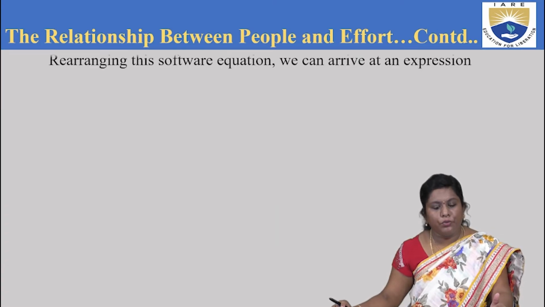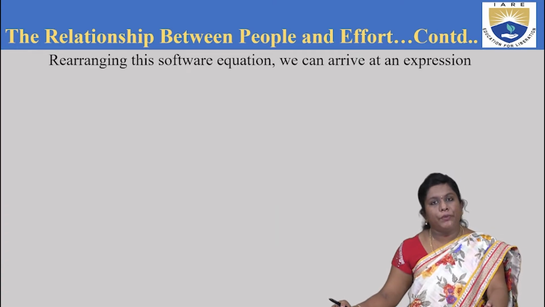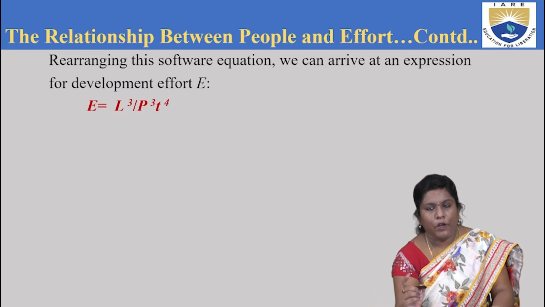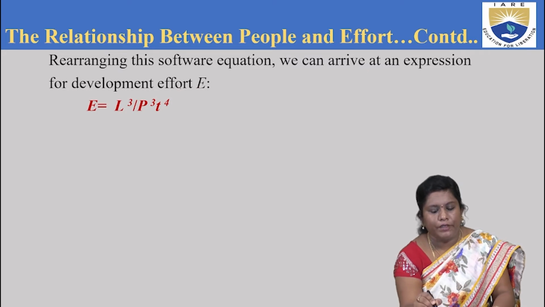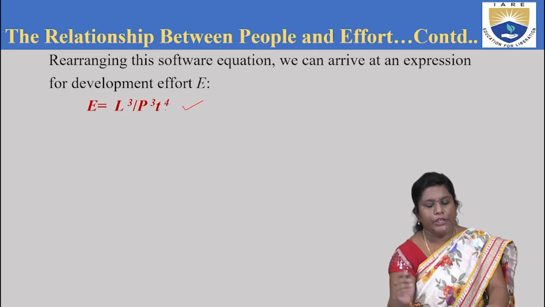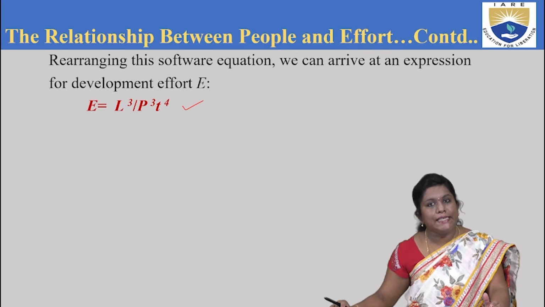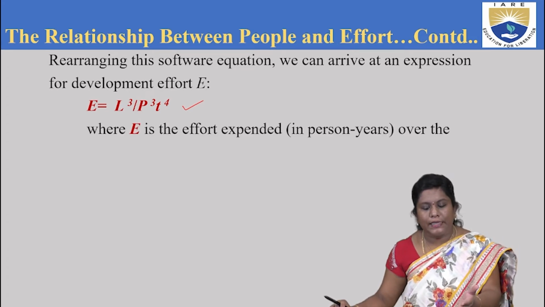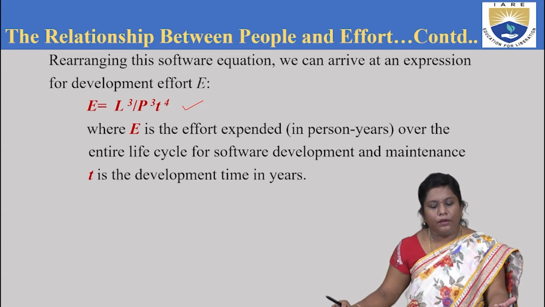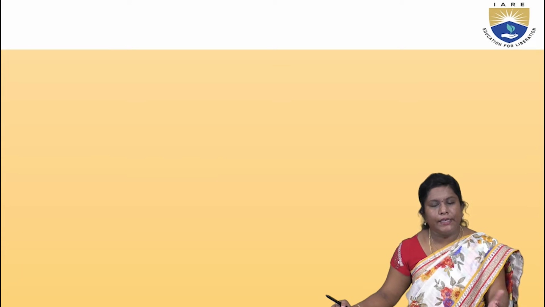Looking into more factors in the relationship between people and effort, here you can see that by rearranging the same software equation, you can arrive at the effort. That effort is nothing but L cubed, that is, lines of code, divided by the product of P cubed and T cubed. P is the productivity and T is the time taken, where E is the effort, as I have told you, over the entire life cycle, and T is the development time in years.